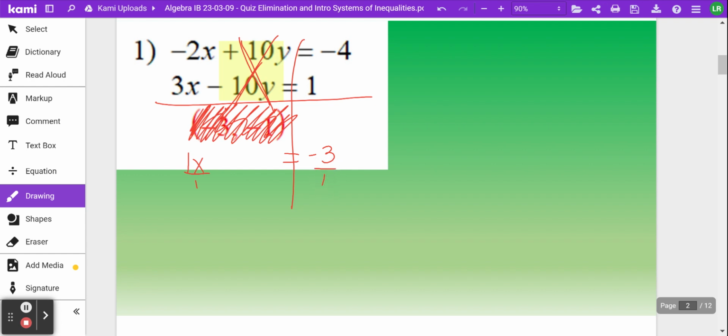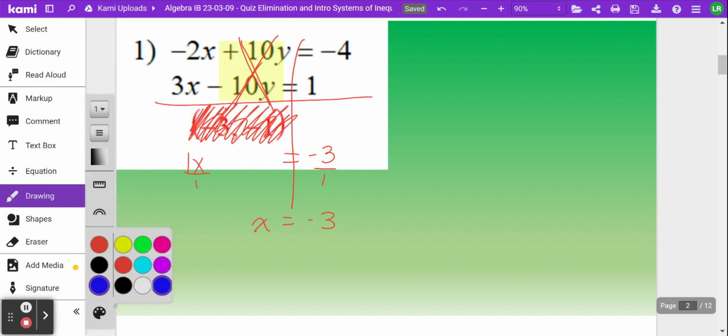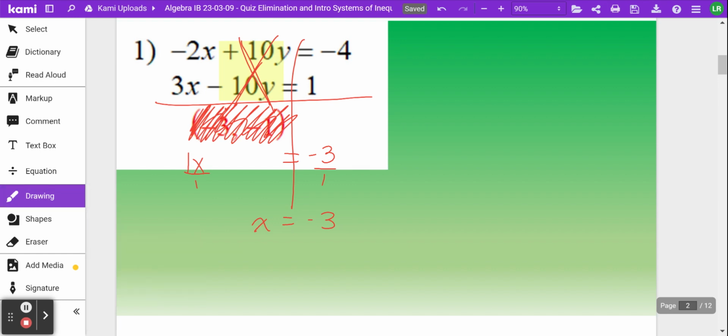Divide both sides by 1, and my x is negative 3. Okay, plug it back in. Now I have an x answer on this one, so I make sure I put it in for an x. I'm going to just use the top. So I have negative 2 times negative 3 plus 10y equals negative 4. Negative times negative is positive.